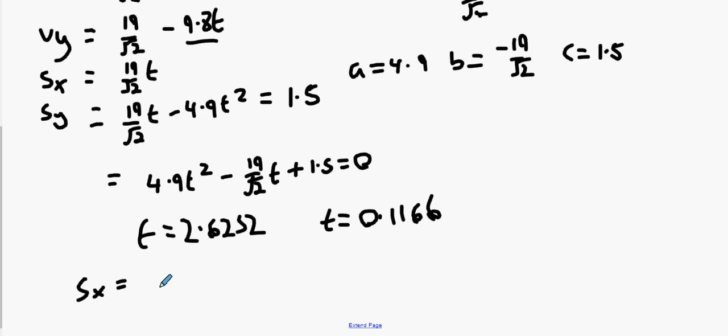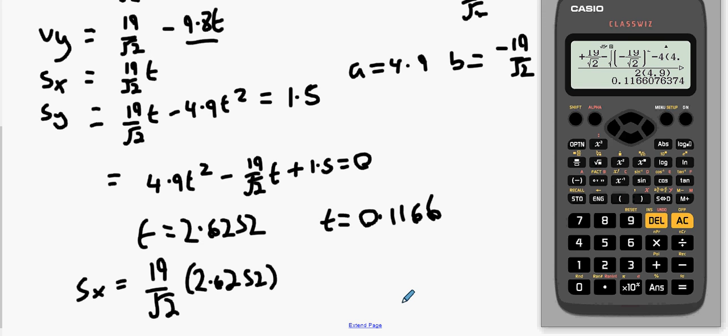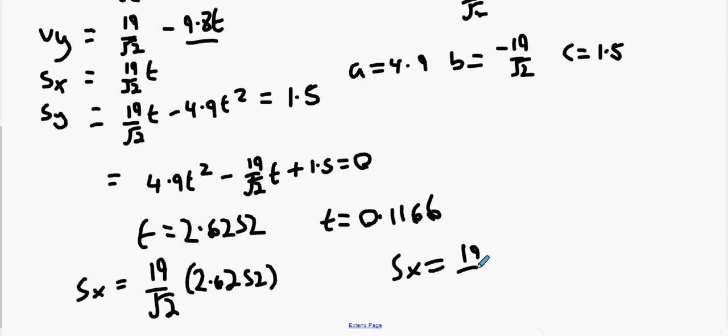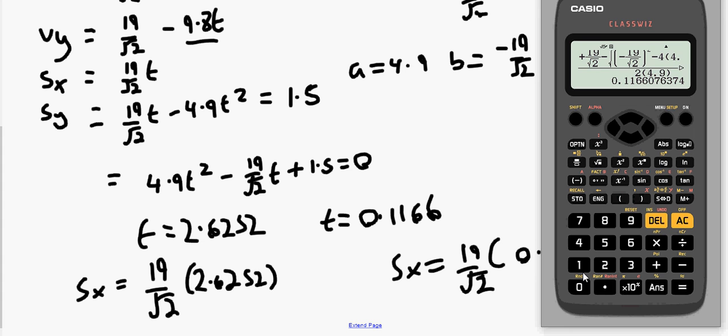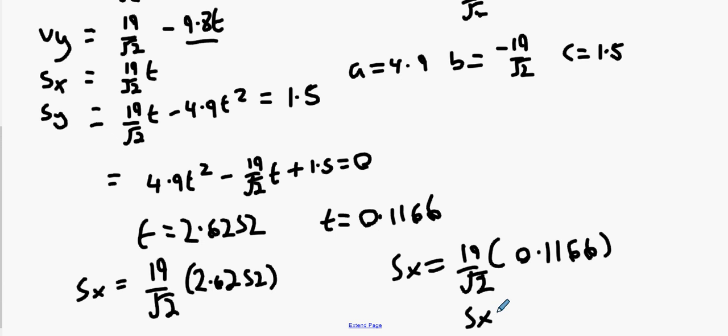So 19 over root 2 times 2.6252. So multiply, and the other one is Sx equals 19 over root 2 multiplied by 0.1166. So I'm going to multiply this by 19 over root 2. Then I'm going to divide it by root 2. Yeah, 1.6 meters, rounded off. So that is the correct answer. Sx is 1.6 meters.